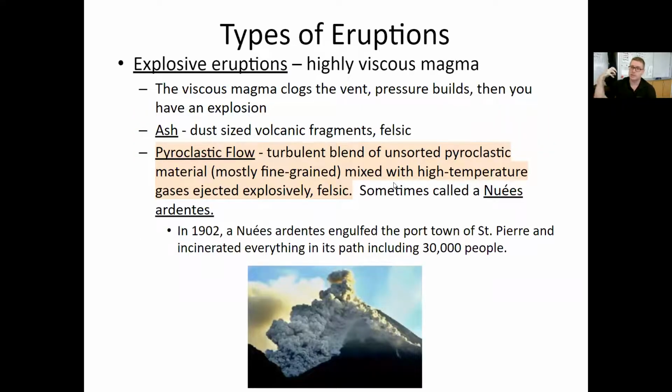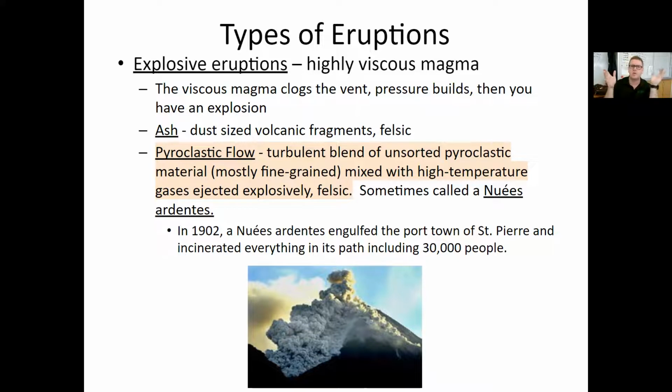If we're going to talk explosive eruptions, we want that highly viscous magma. Remember, this is magma that's not going to go anywhere easily. Generally what happens, this magma clogs the vent of the volcano, pressure builds behind it over time, and then eventually that cork is going to pop right off the top of the volcano. If it's clogged for a long period of time, that magma is going to search for weak points.